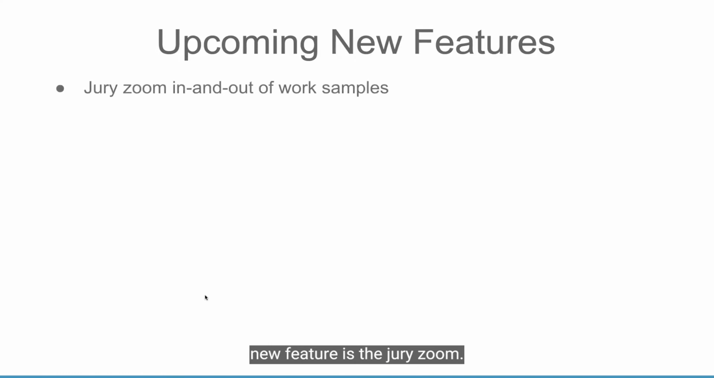The first soon-to-be-added new feature is the jury zoom. This feature will allow jurors to zoom in and out of the artwork images as they are viewing them in the scorecard. They will also have the option to view the artwork image in full screen on the device they're using. This will make it easier and more pleasant for jurors to review the artwork the way they like to view it. It will also mean the quality of the images that artists submit will be even more important than they already are, because jurors will be able to zoom in and hopefully see more detail.